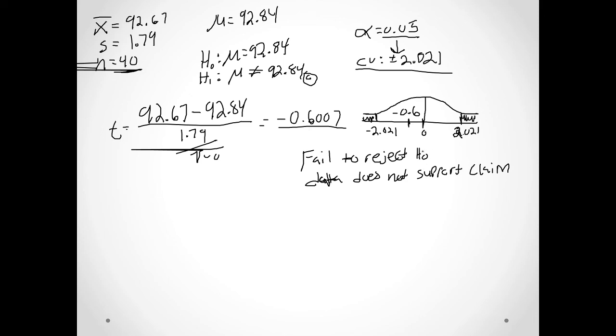Or not the claim, sorry, the H0 is that everything's a status quo. H0 says everything's status quo, nothing's changed, everything's good. H1 in this case, which is our claim, says nope, something's different. Well, we failed to reject H0. That means we don't support our claim.